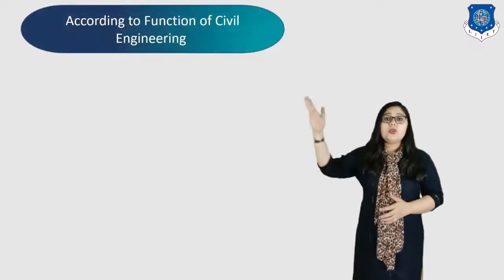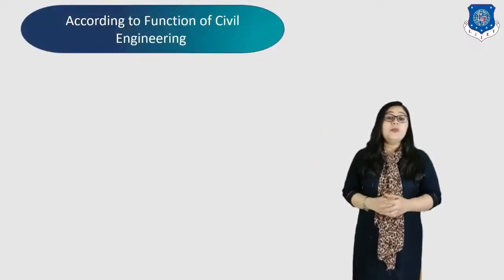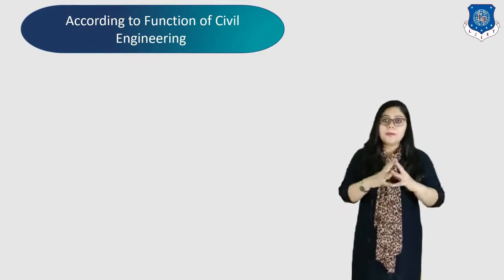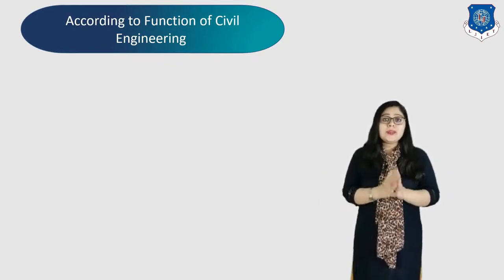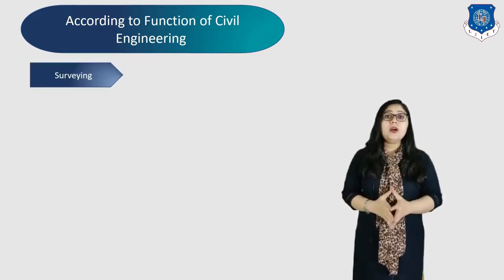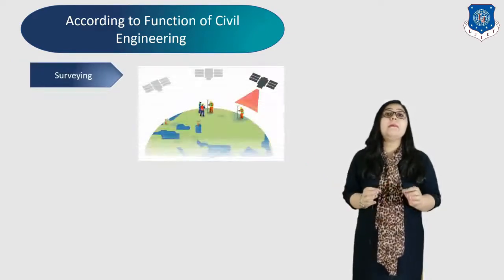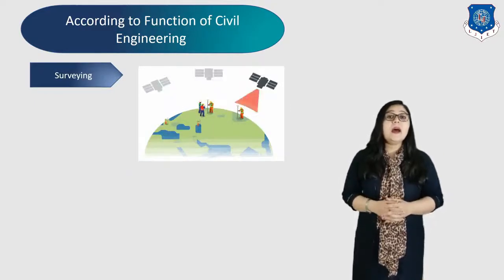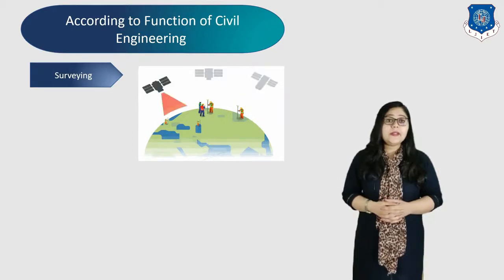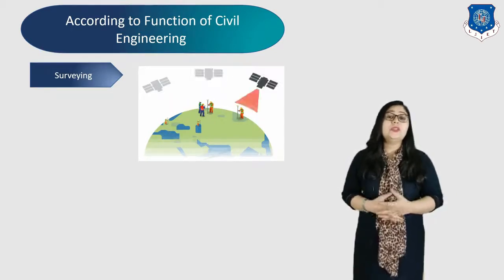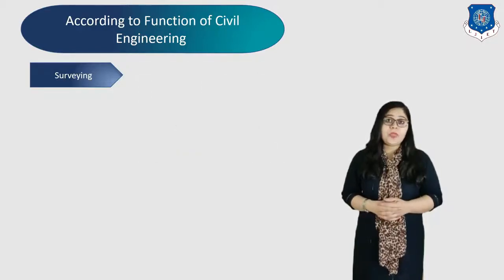Second is according to the function of civil engineering, which is basically done on a table or in an office. So first is survey. It is used for setting out the works and preparing the map of land. Measurements of distances and angles are taken with surveying instruments like chain, tape, theodolite, compass, total station, GPS, etc.